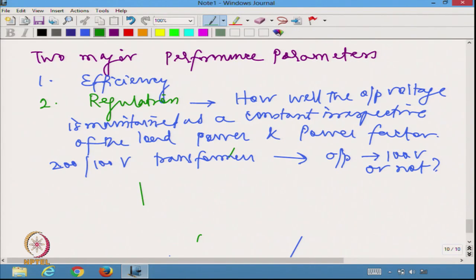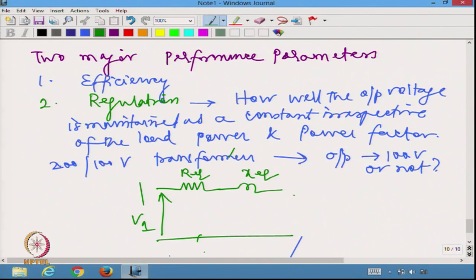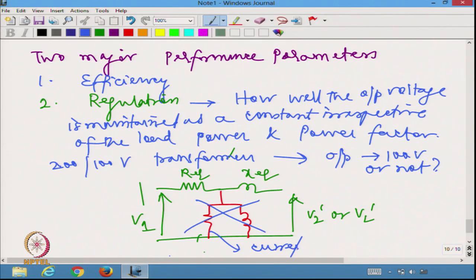So, when we look at the transformer equivalent circuit, we have R equivalent, we have X equivalent, we apply V1 here and what we are getting here is V2 dash or VL dash. We are neglecting the parallel components. We do have some parallel component, but we are planning to neglect it because these are going to carry very small current. The current is less than 5% of I rated. So, I can afford to neglect it.